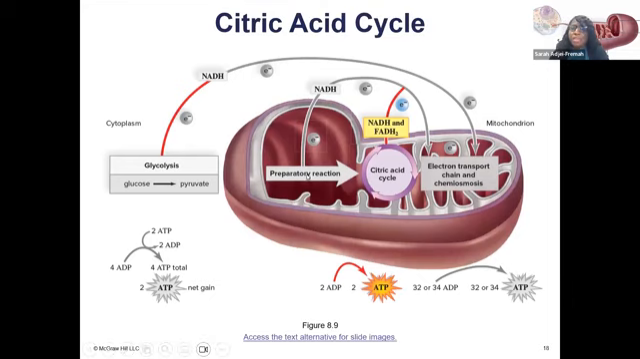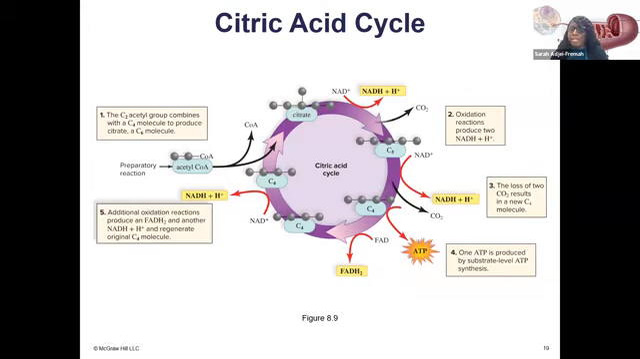So just a further look at what is happening during the citric acid cycle. The product from the preparatory reaction, which is acetyl-CoA, would enter the matrix of the mitochondria, and acetyl-CoA would combine with oxaloacetate to go through the citric acid cycle to generate for us those 4 key products.